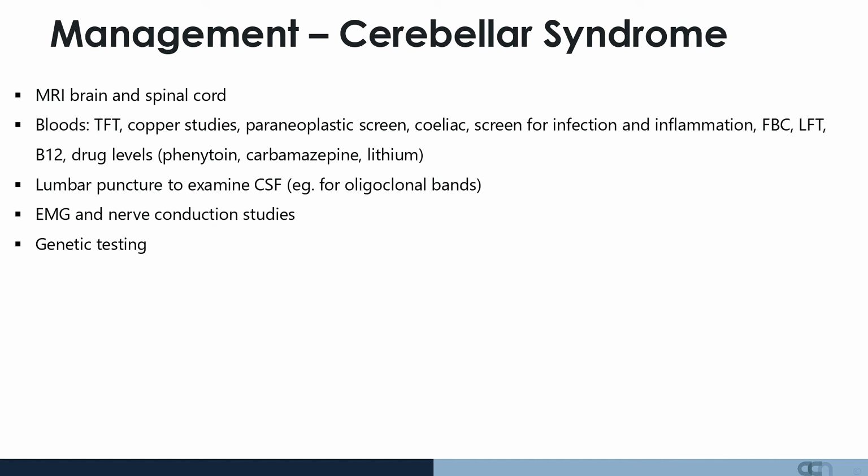A lumbar puncture can help determine the presence of oligoclonal bands if you're thinking about a demyelinating condition, and EMG and nerve conduction studies can also help facilitate the diagnosis along with genetic testing.